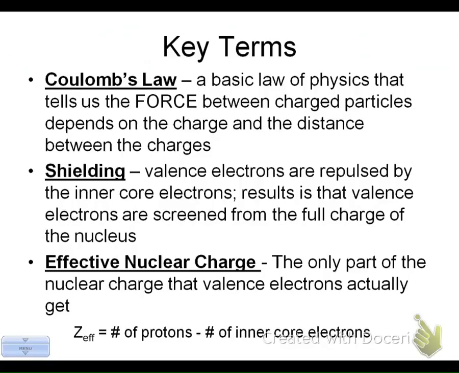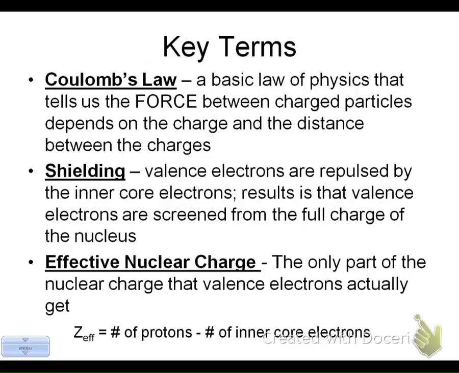And finally, we have effective nuclear charge. The effective nuclear charge is that fraction of the total nuclear charge that the valence electrons actually get to see. It's because the nucleus and that total positive charge is shielded from the valence electrons by those inner core electrons. So way out on the back end, the valence electrons don't get to experience what, say, the 1s electrons are experiencing.